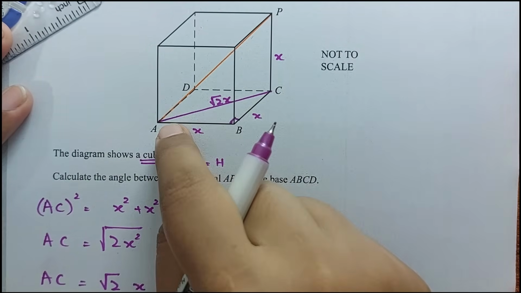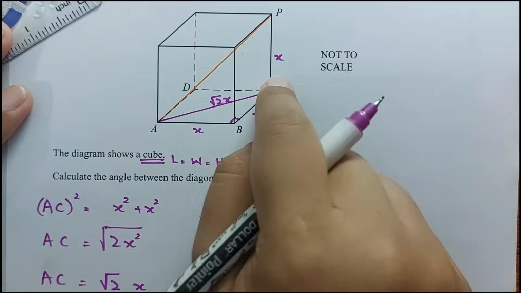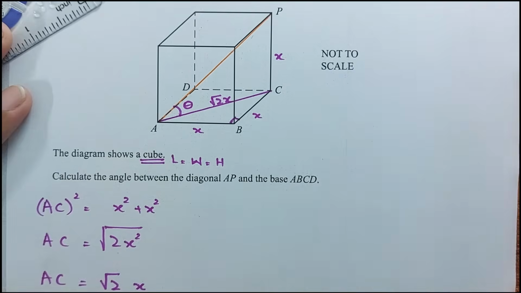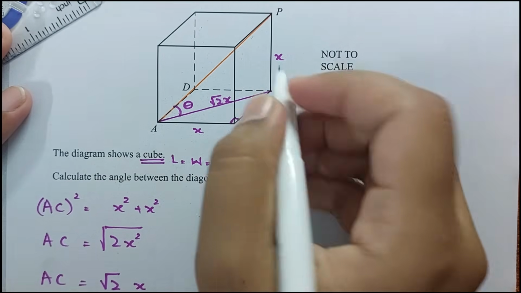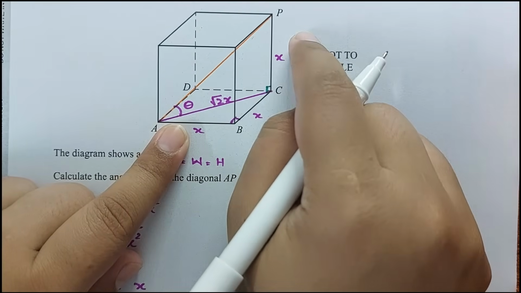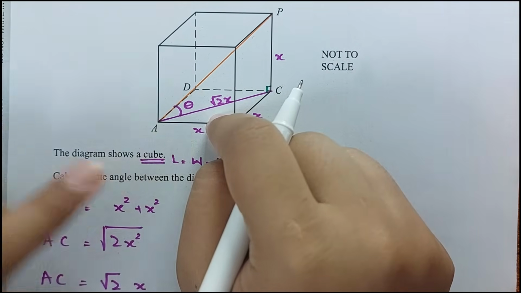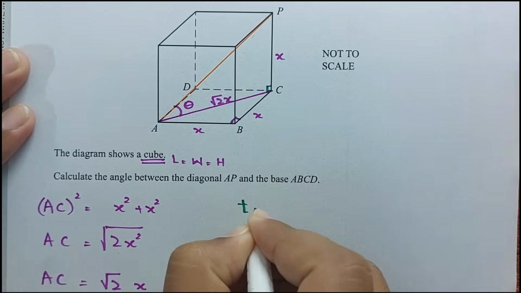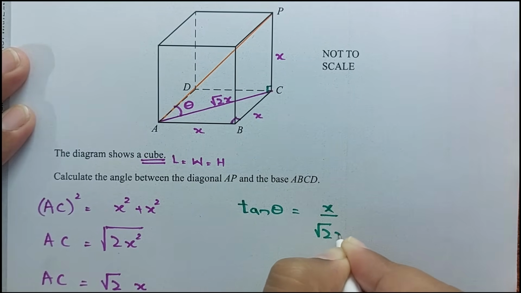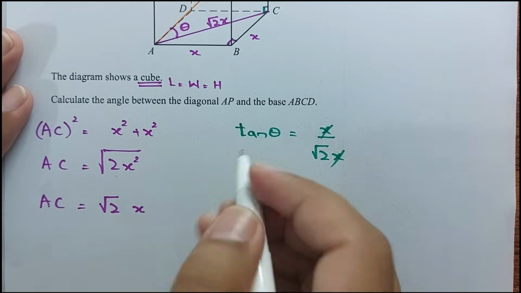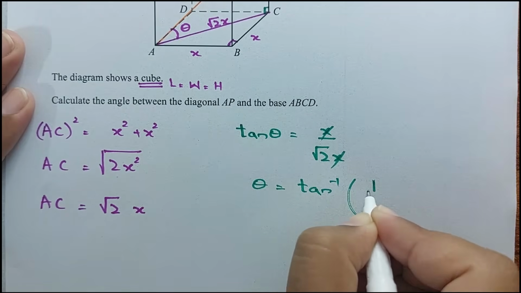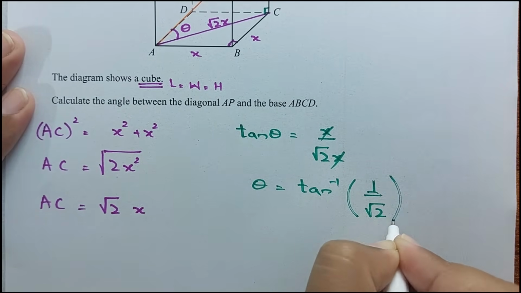Now, the angle AP diagonal makes with the base. This angle we need to calculate, theta. Okay, in order to calculate this angle, again it is a right angle triangle, so we can use SOHCAHTOA. The angle's front side is opposite and this is adjacent, right? So we can use the ratio for tangent. So tan theta is the opposite side x over the adjacent root 2 x. x cancels out with x. So theta equals tangent inverse of 1 over root 2. That is the value for theta.